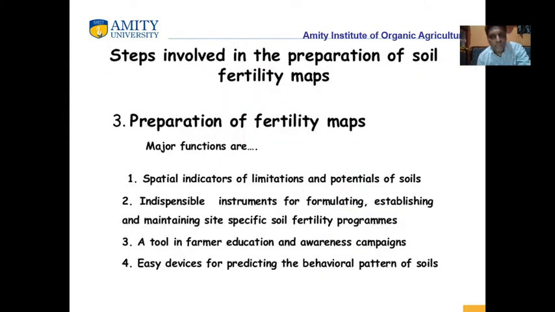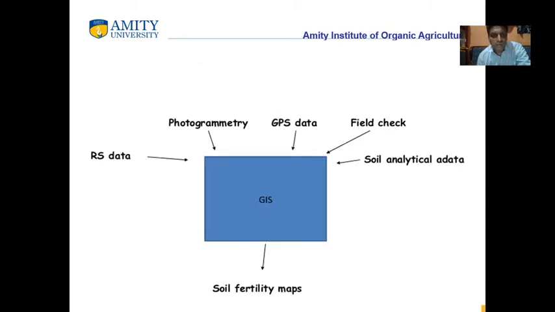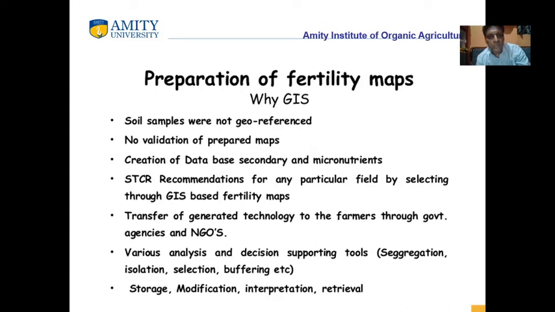And the last step is preparation of fertility maps. That is more complex, that is not an easy process. And the main system is GIS system, georeferencing system. It is computer based data georeferencing information system. Because soil samples were earlier not georeferenced, so GIS system is taken. GIS system is adopted because the samples are already georeferenced in GIS system.